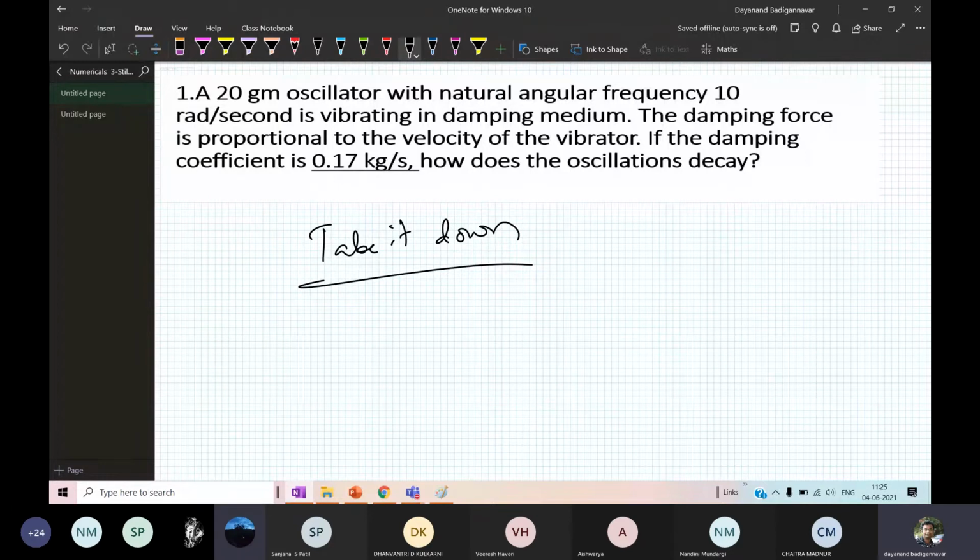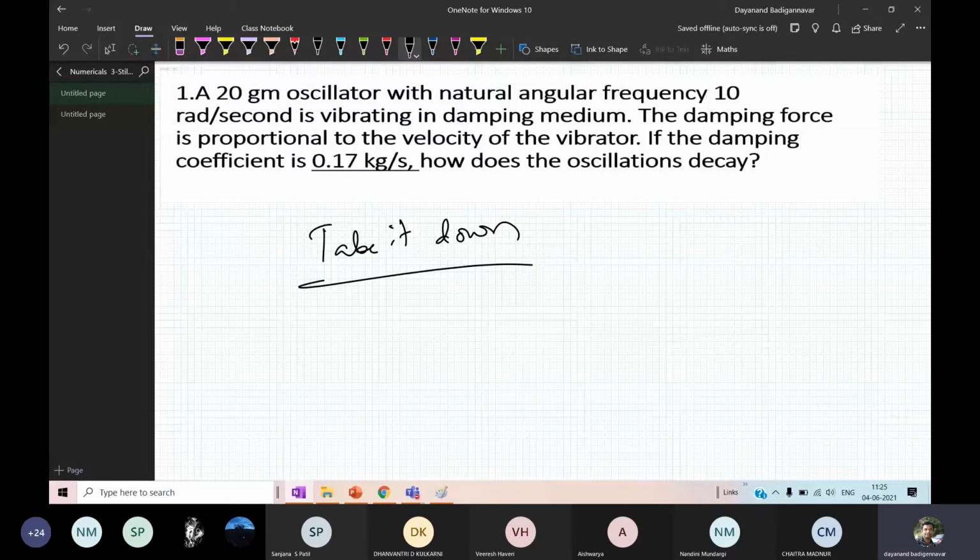A 20 gram oscillator with a natural angular frequency of 10 radians per second is vibrating in a damping medium. The damping force is proportional to the velocity of the vibrator. If the damping coefficient is 0.017 kg per second, how does the oscillation decay?